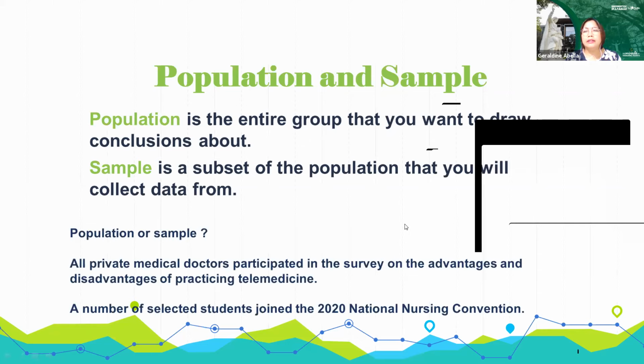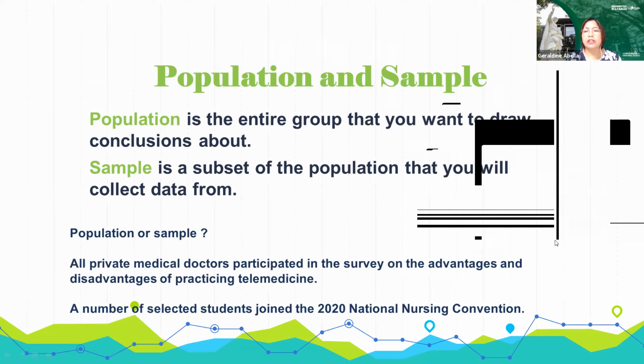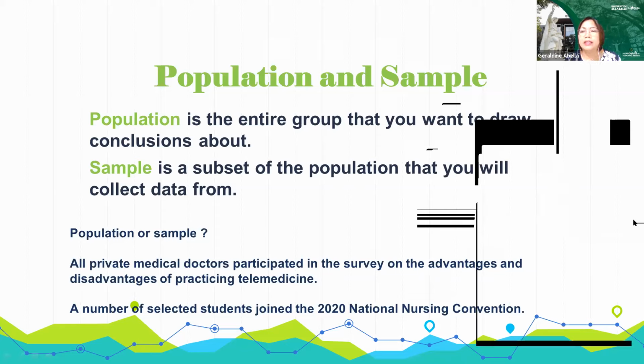So, population or sample. For number 1, all private medical doctors participated in the survey on the advantages and disadvantages of practicing telemedicine. What is this? Population or sample? Correct. It's population. Number 2, a number of selected students joined the 2020 National Nursing Convention. Population or sample?